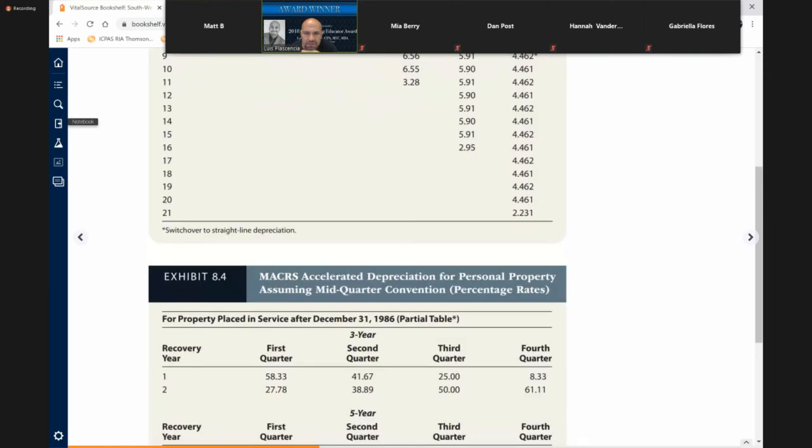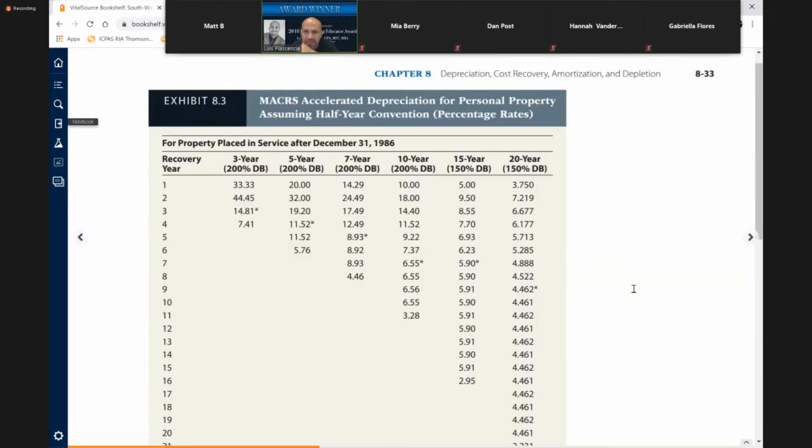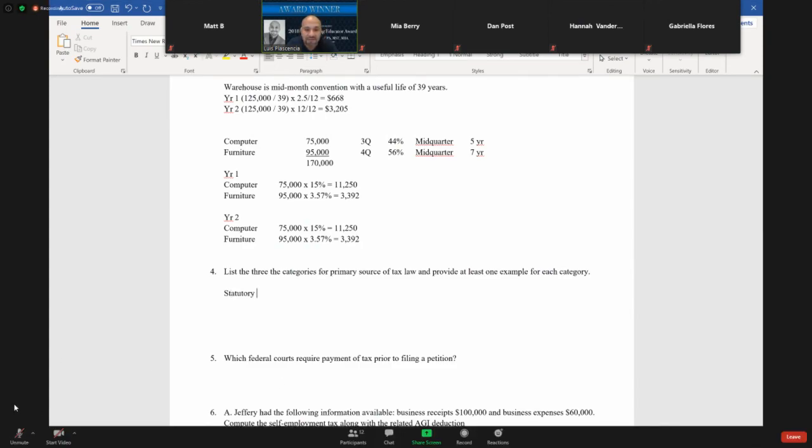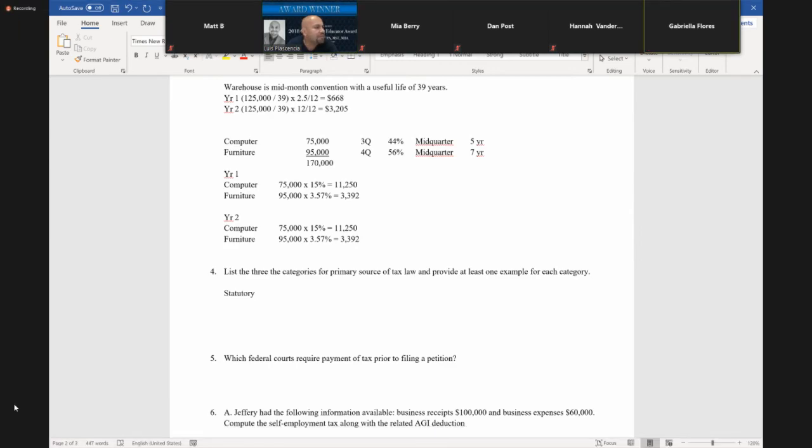No questions? Okay. Let's go back to the quiz. The quiz: 3 categories for primary sources of tax law. Why do I keep asking you this question? Because I think it's important. What's the first category? Gabby, are you here with us? Yes, I'm here. All right, give me an example for statutory. Yes, the 16th Amendment. Okay, when was that passed?